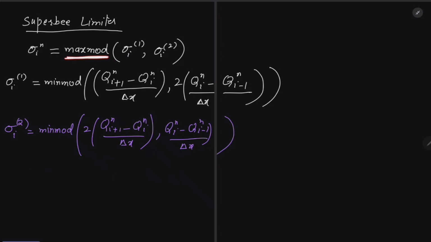So here we have maxmod. Rather than finding the minmod, it wants to find the maximum value from these two minmods. From this minmod, it will choose a minimum value over here. You put that over here, then the minmod value from the second argument, and then it finds the maximum of these two. This is called the Superbee limiter.